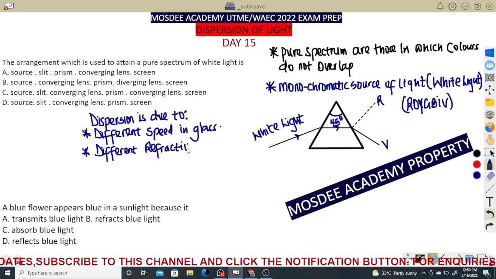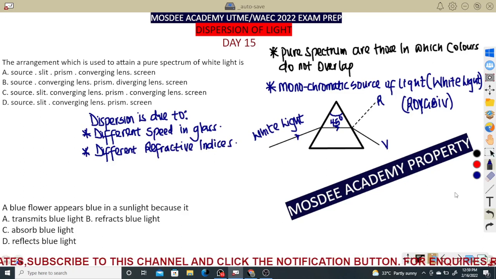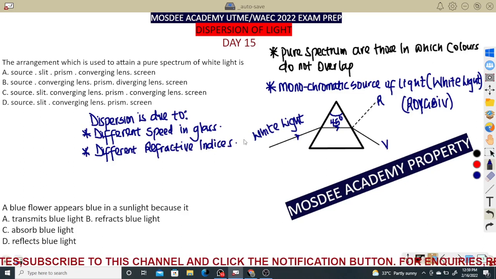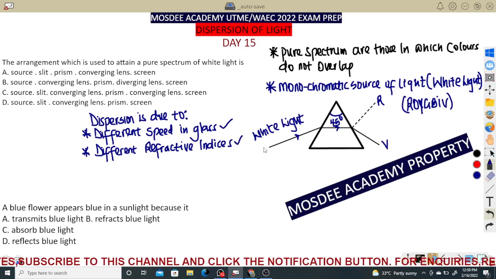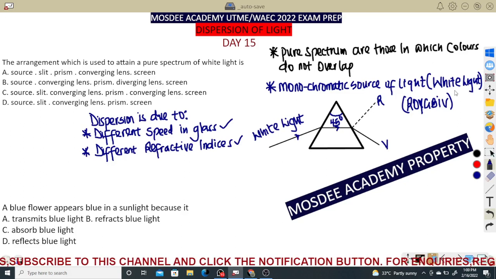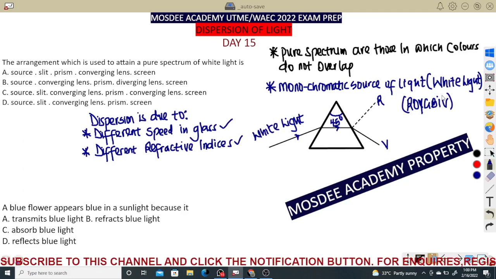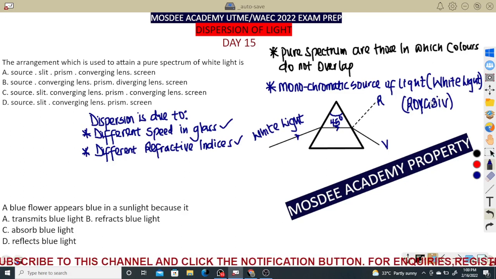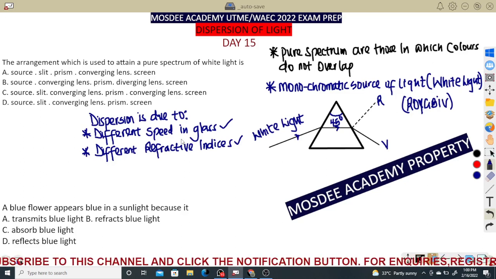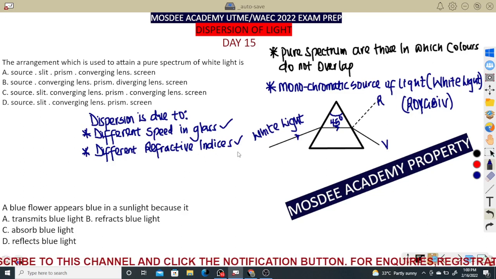What's the plural of index? Indices. But if I'm writing indices, you are saying index, you're just talking about singular and plural. So for a particular monochromatic source, what do you now call a monochromatic source? White light? What is a monochromatic source? A light that has a color that does not overlap. And that particular thing is called a pure spectrum. So my point is, dispersion occurs because all these colors are moving at different speeds, and they are moving with different refractive indices.